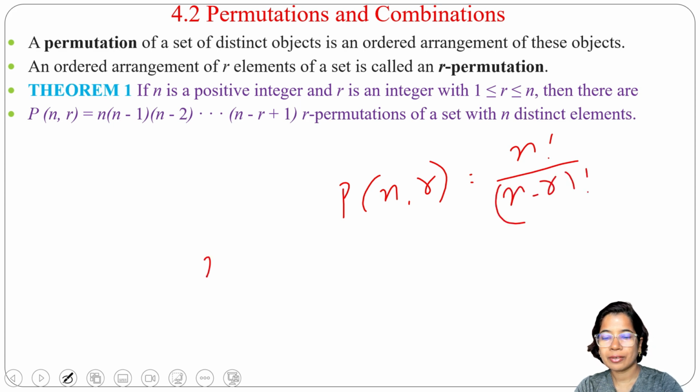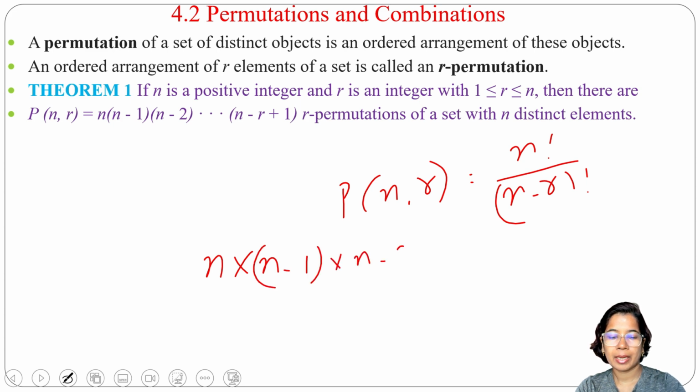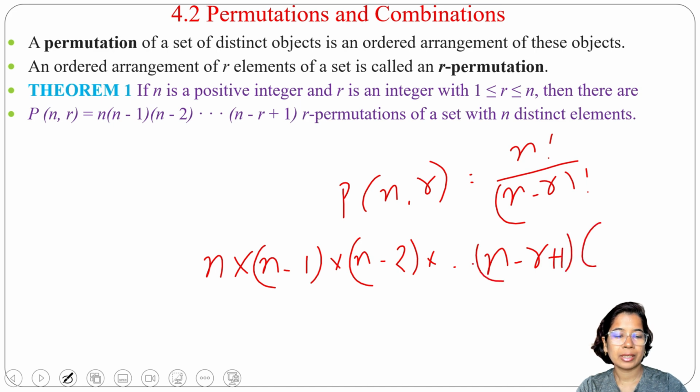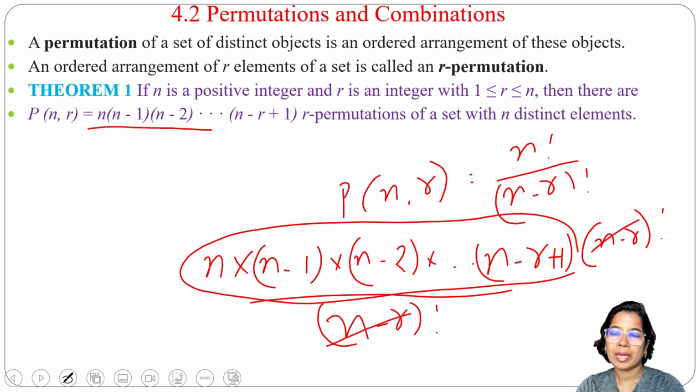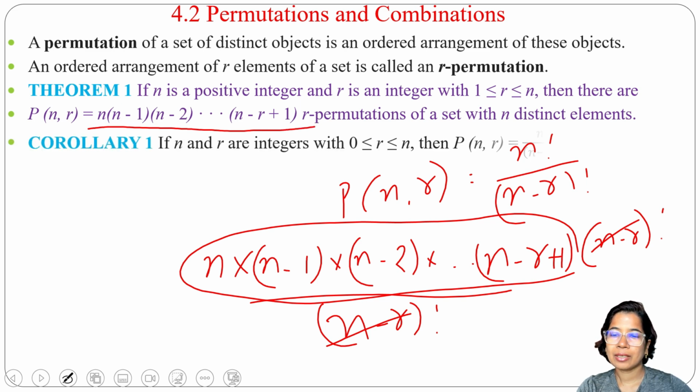So n factorial we can write as n multiplied by n minus 1 multiplied by n minus 2 till n minus r plus 1, multiplied by (n minus r) factorial, divided by (n minus r) factorial. So these two will be cancelled. We are getting n into n minus 1 into n minus 2 till n minus r plus 1. So there is a corollary. If n and r are integers and r is less than or equal to n, then P(n, r) equals n factorial divided by (n minus r) factorial.